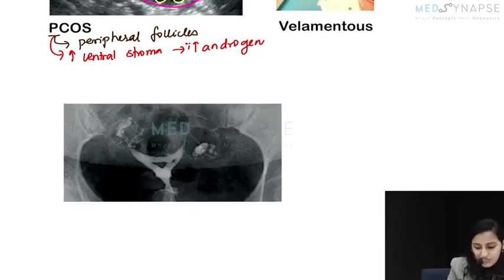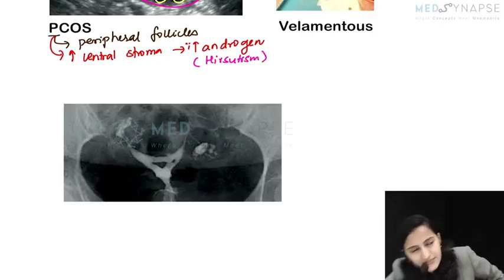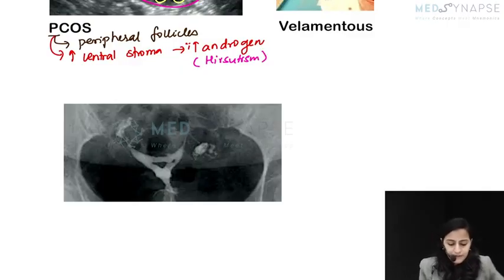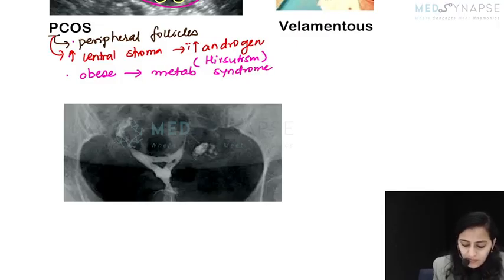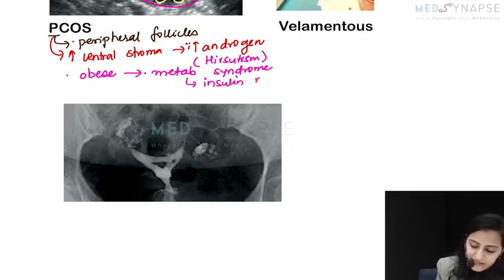What is the clinical feature which tells me that yes, there is increased androgens? Hirsutism. Right? There is hirsutism which tells me that there is increased androgens. So PCOS female is generally obese or lean? Obese female. So obesity also increases the risk of metabolic syndrome. Right? Metabolic syndrome which has insulin resistance, and therefore in the treatment, metformin.